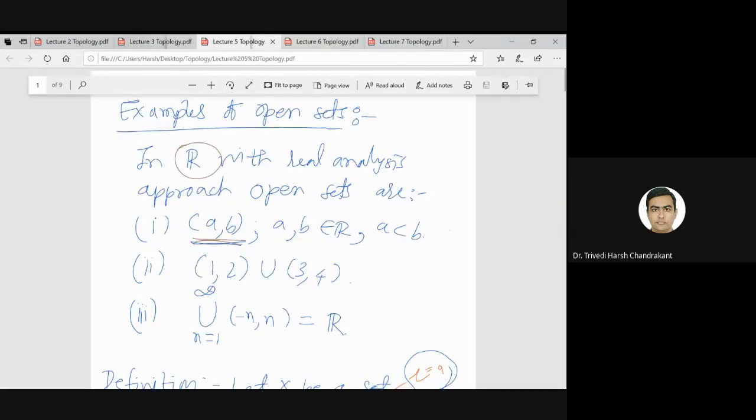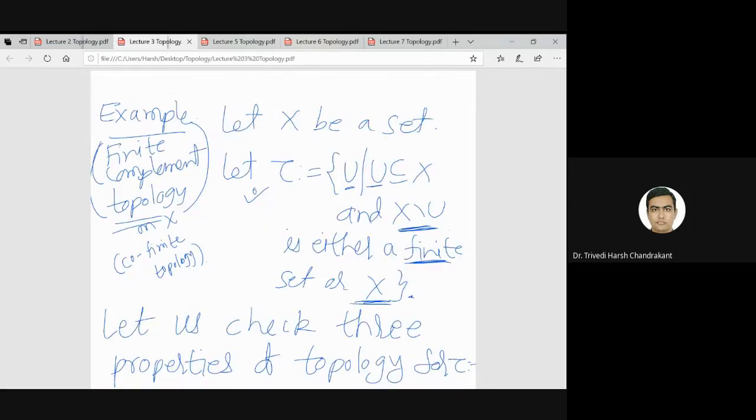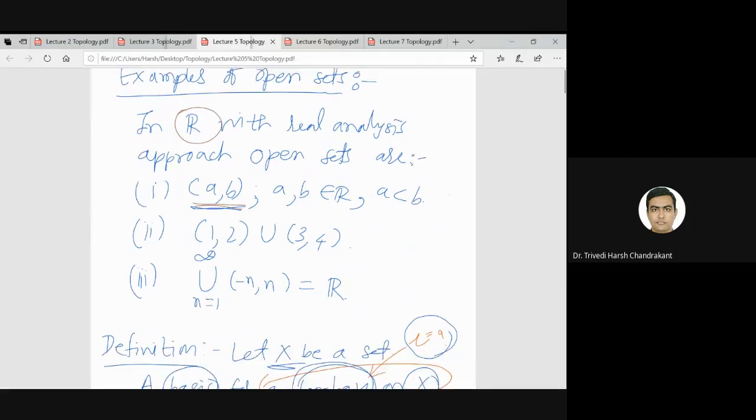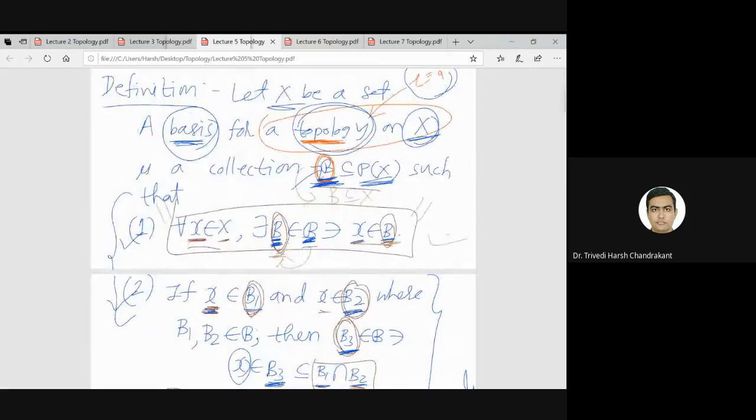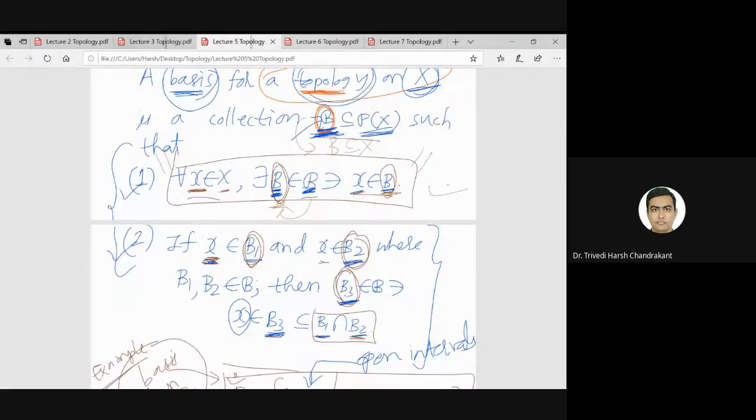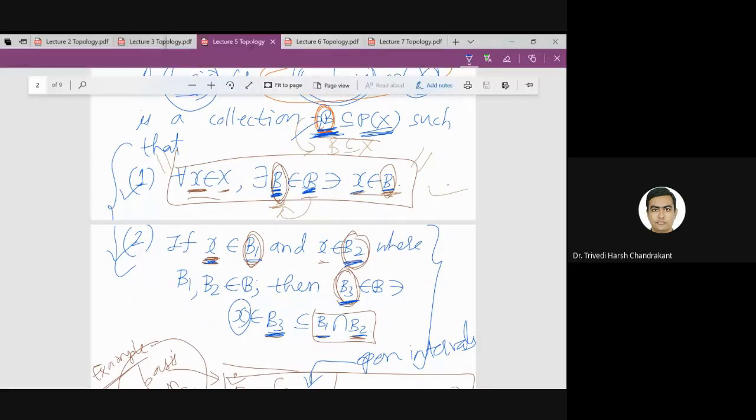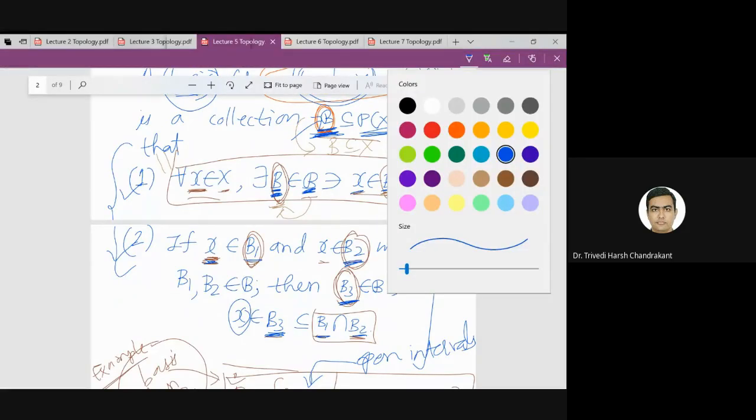So in topology we have extended the notion of open set, and then we want to extend the notion of intervals of real analysis. For that we have discussed the definition of basis. So what is the basis? Given a set X, a basis is also a collection of subsets of X which satisfy these two properties, which we can explain by a Venn diagram also.